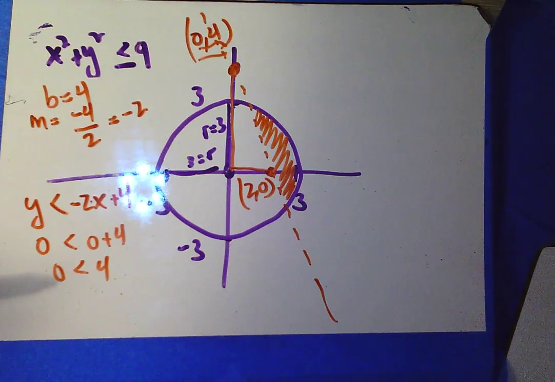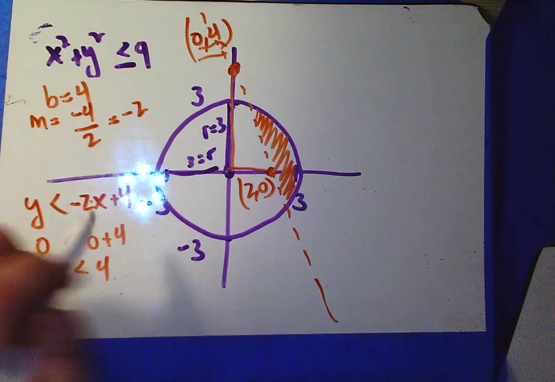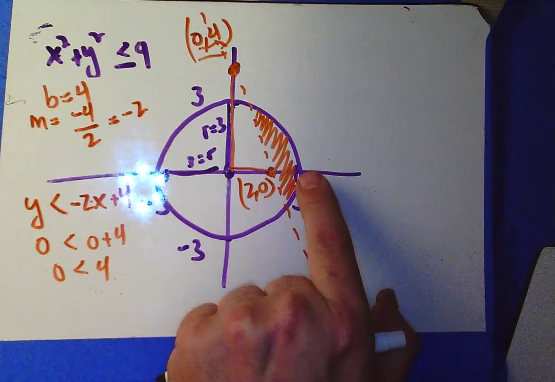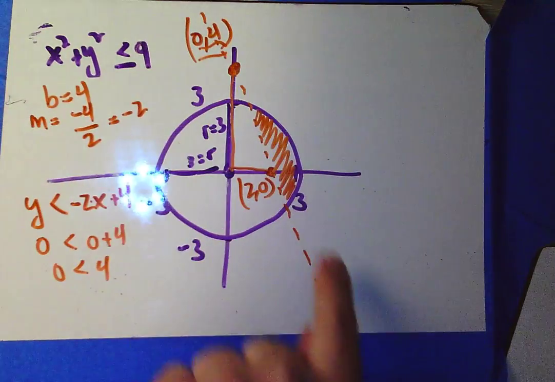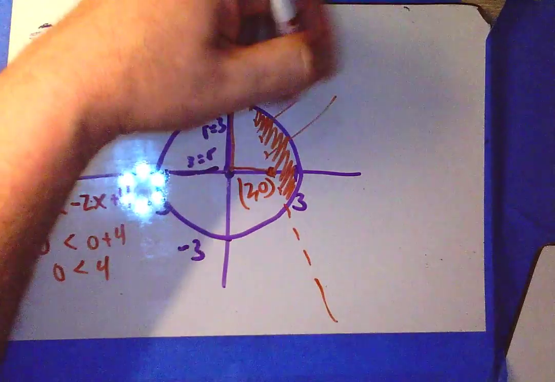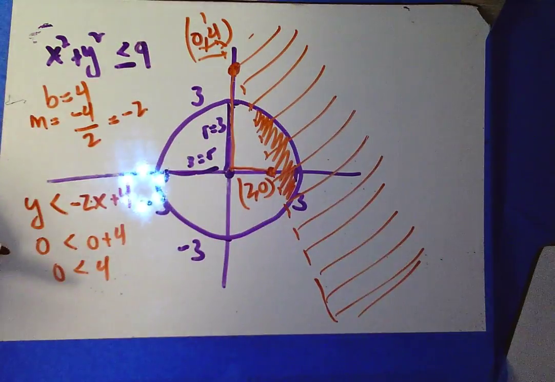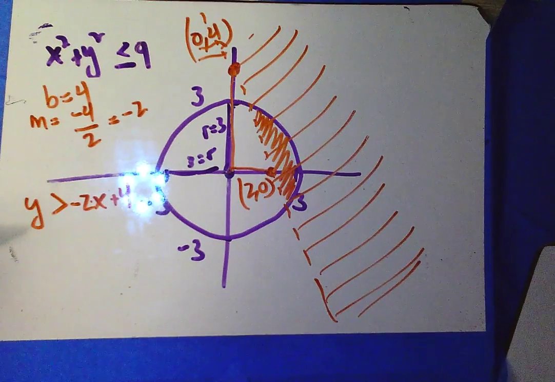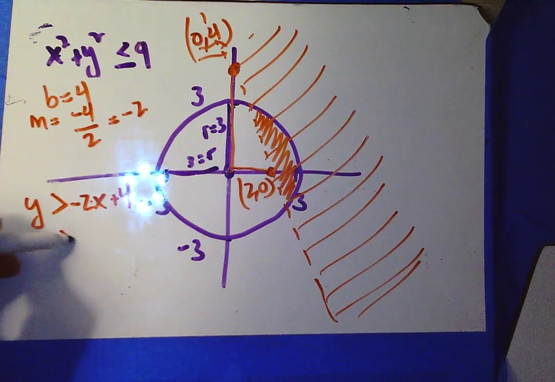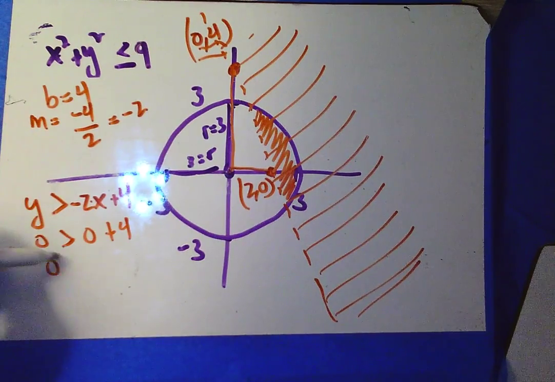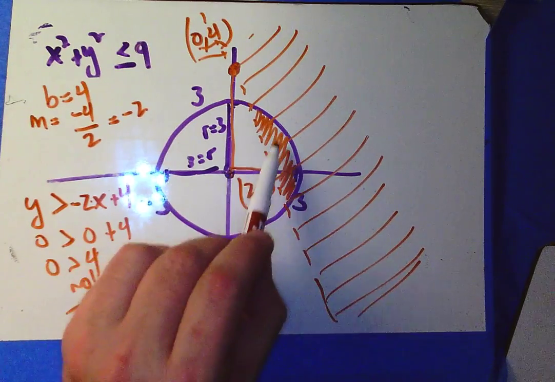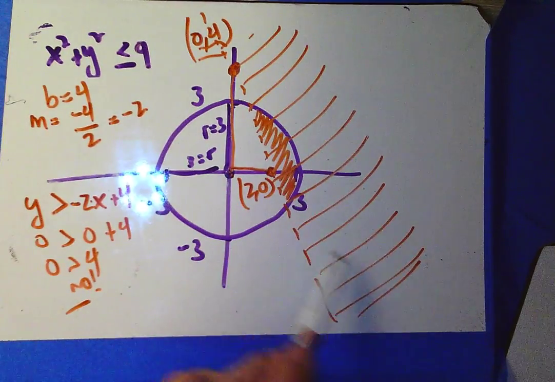But wait a minute. There's something wrong with this. This point isn't in that shaded region. This wouldn't be a solution for the line. Remember, the line goes this way. 0, 0 isn't a solution for the line. That means I didn't guess right. So I need this way. Now if I plug in 0, 0, I get 0 is greater than 0 plus 4. 0 is greater than 4. No, it isn't. That point shouldn't work. Good, it doesn't. And now I shade on the right side of the line.